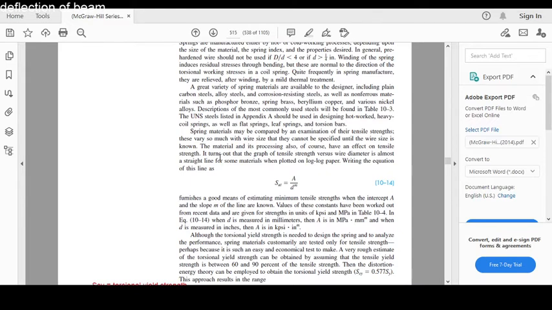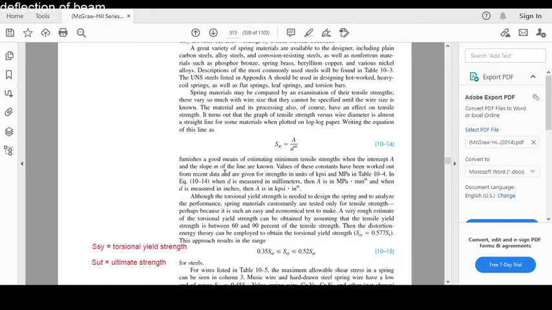The graph of tensile strength versus wire diameter is almost a straight line for some materials when plotted on log paper. Writing the equation, this line gives the ultimate tensile strength equals A over d to the power m. A is the intercept constant, and d is the diameter of the wire, the diameter of the spring wire.